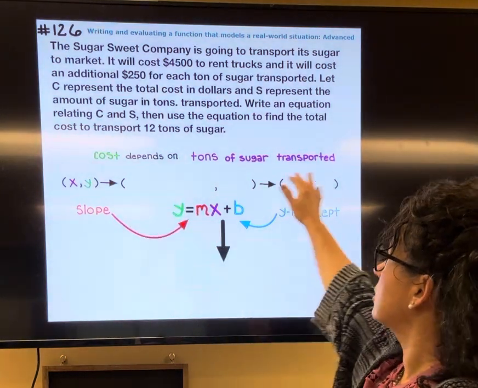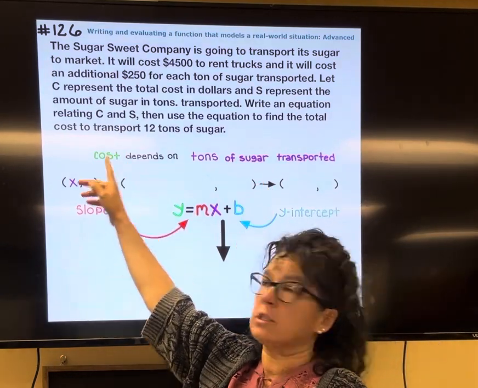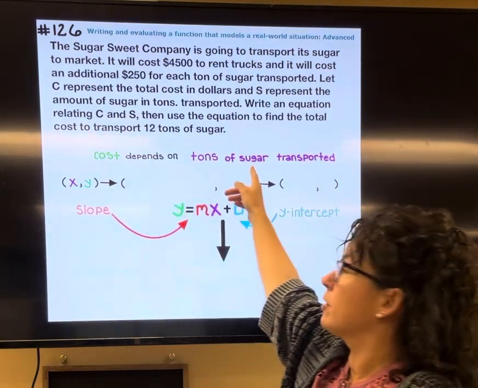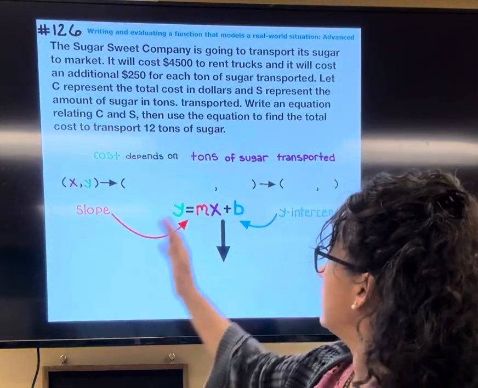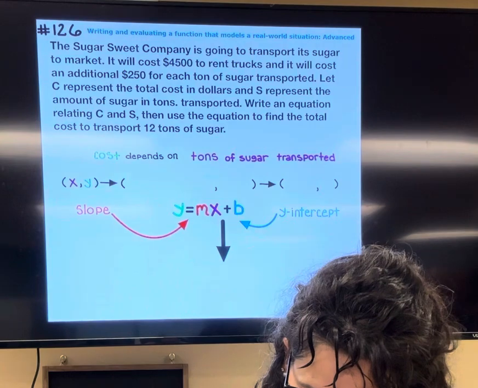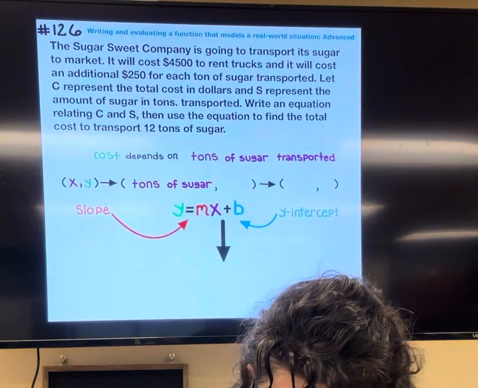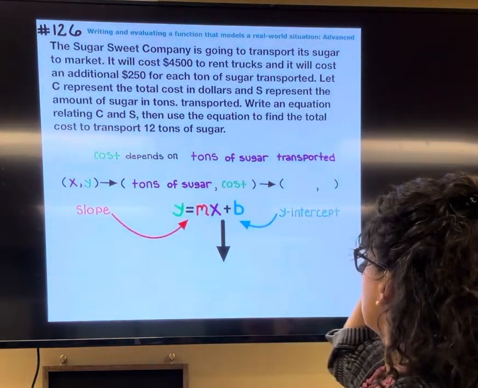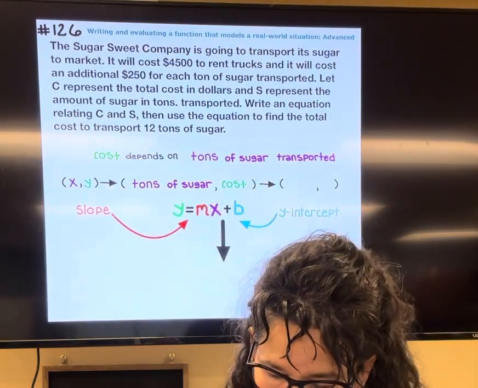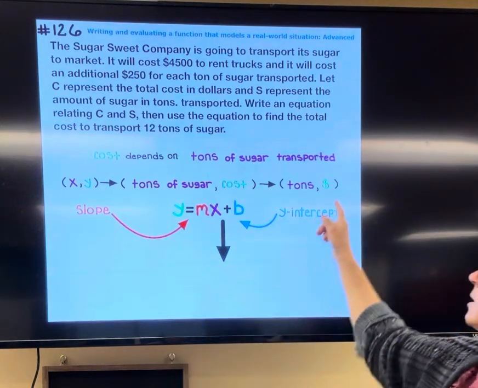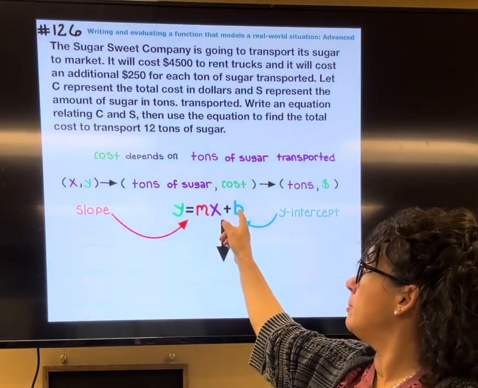And if you can write yourself a sentence that has something depends on something, whatever comes first is always your y coordinate, and whatever comes after the word depends on is your x coordinate. So putting that in for my x comma y, my x is going to be the tons of sugar, and the y is going to be the cost. Then just putting on some extra labels here, this is tons and the cost is money. So my points are going to be tons, comma, money.